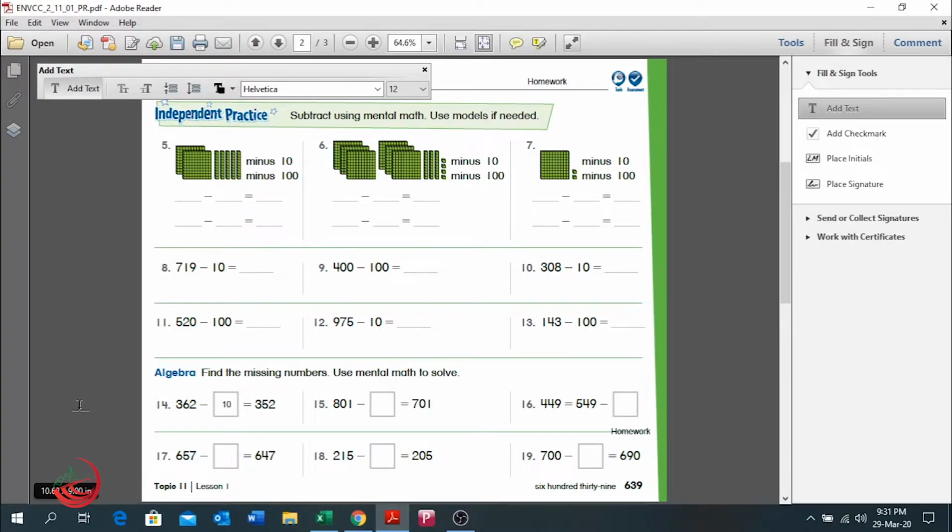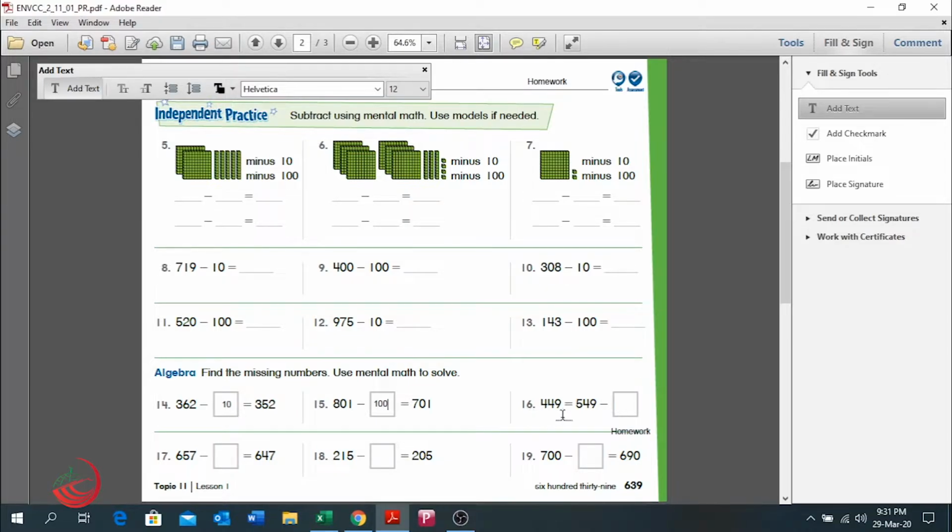801 minus what equals 701? Which digit decreased? Is it the ones, the tens, or the hundreds? If it's the hundreds, then it's 100. This is like the other way around, like the left is right and the right is left.